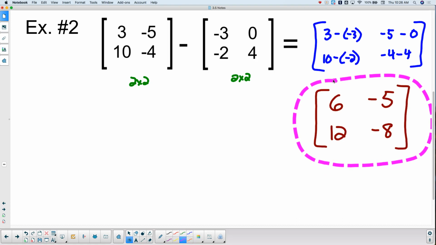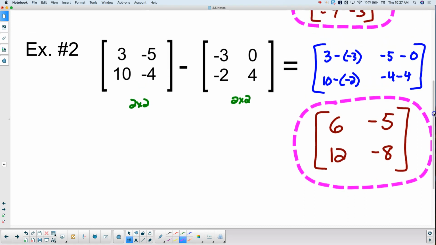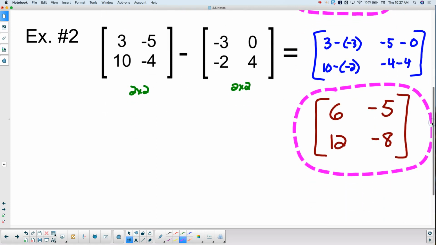So we get the 2 by 2 matrix, 6, negative 5, 12, negative 8. Now, side note about both of these types of problems. I'll just do it here on this bottom one.